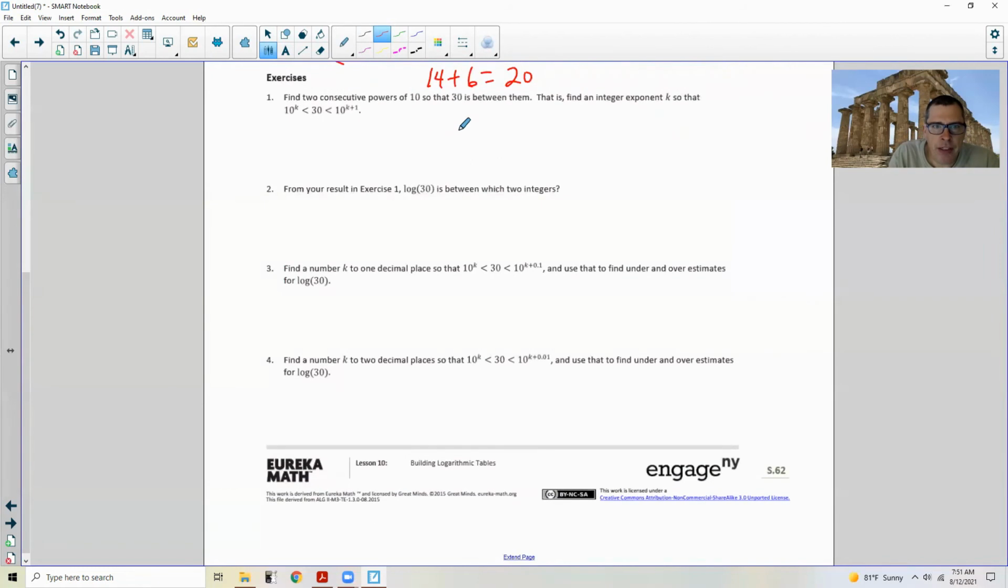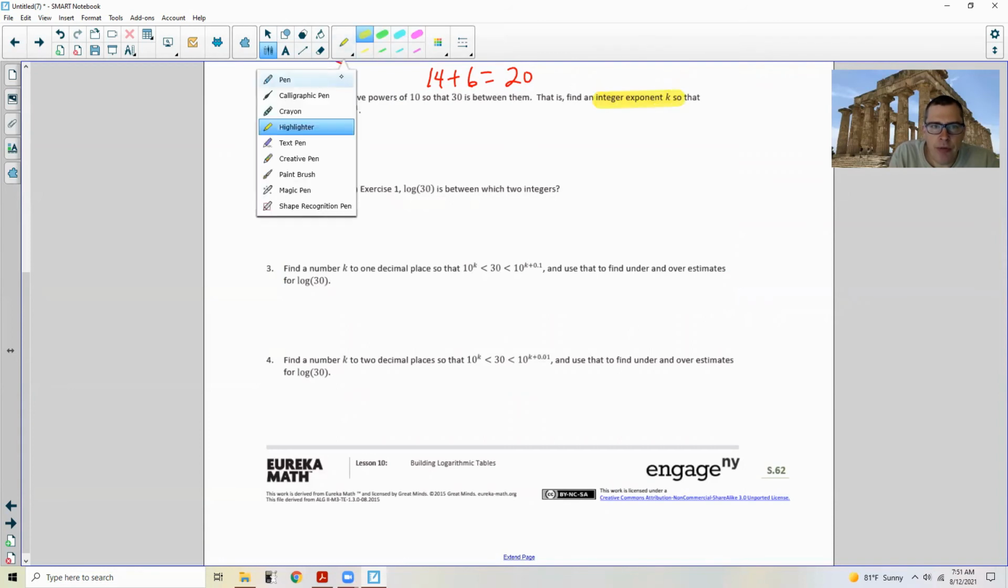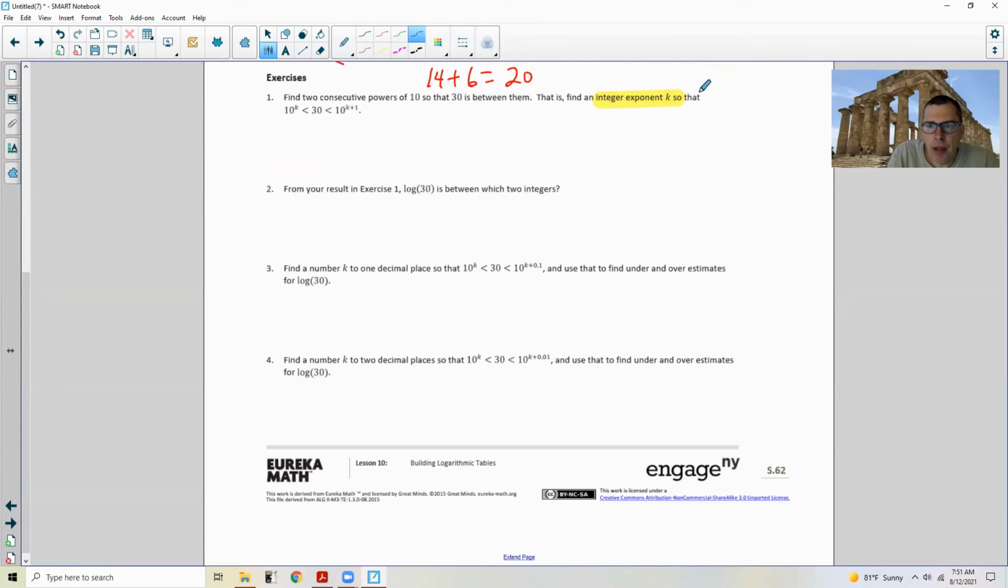So the exercise that follows says, find 2 consecutive powers of 10 so that 30 is between them. That is, find an integer exponent k. Do you remember what an integer is? We want an integer exponent k. We don't want decimals. So that 10 to the power of k is less than 30, and 30 is less than 10 to the power of k plus 1. Okay, so pause the video, see if you can do these 4 problems, and then come back and see how you did.